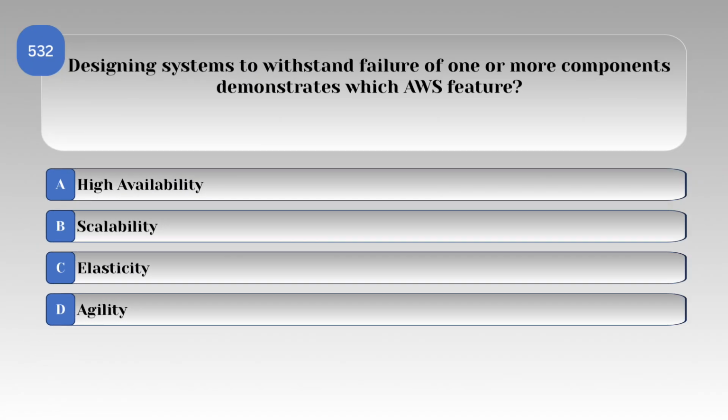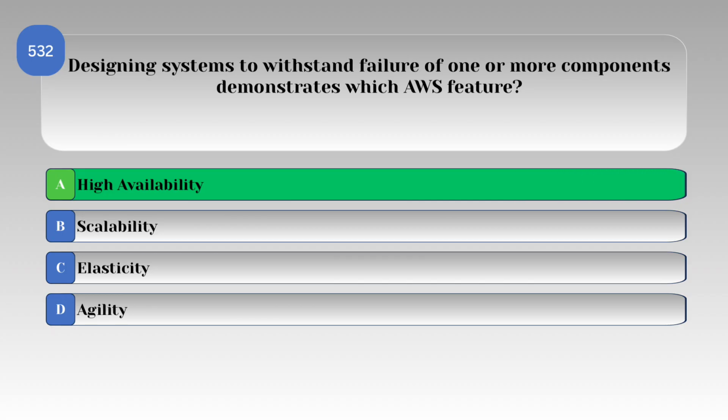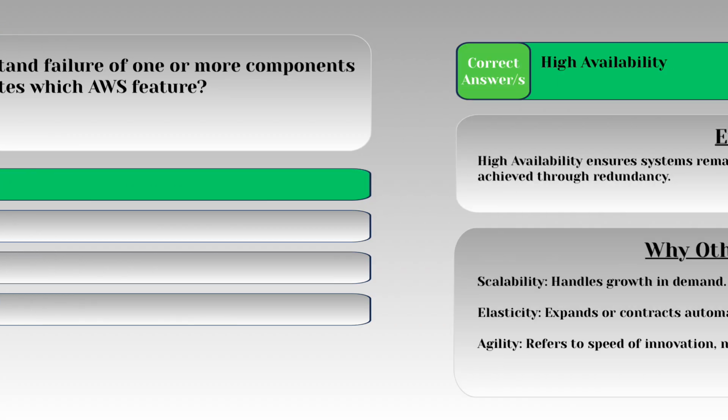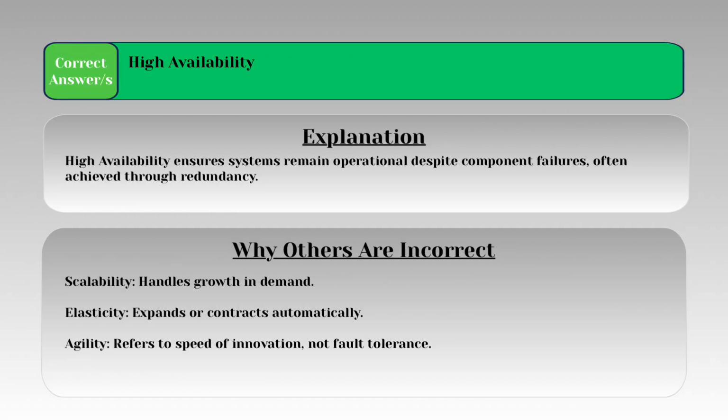Designing systems to withstand failure of one or more components demonstrates which AWS feature? Correct answer, high availability. Explanation. High availability ensures systems remain operational despite component failures, often achieved through redundancy.